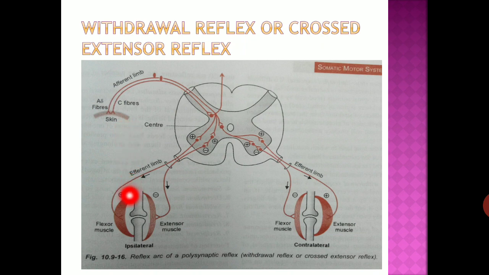So this is the ipsilateral side and this is the opposite or contralateral side. On the contralateral side the response is totally opposite. Here the flexor group of muscle are inhibited because of the involvement of the inhibitory interneuron, and the extensor group of muscle are excited or contracted. So this is known as a cross extensor reflex.